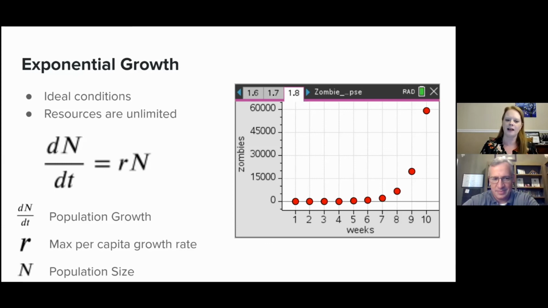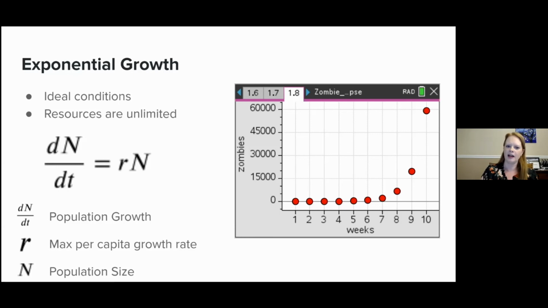We're going to apply an equation: the change in the population over the change in time equals the max per capita growth rate times the population size. We'll be playing with this equation a little bit later on, but I wanted to highlight it because it helps us understand how the population grows. We're going to be applying it to zombies in this case.